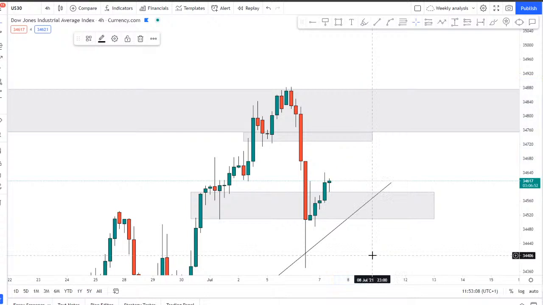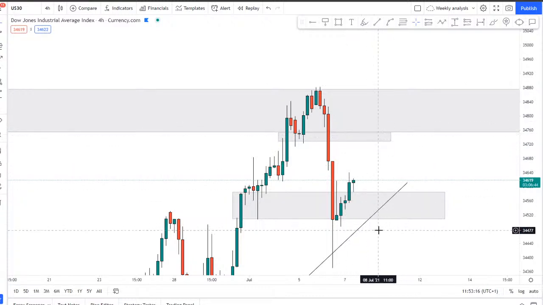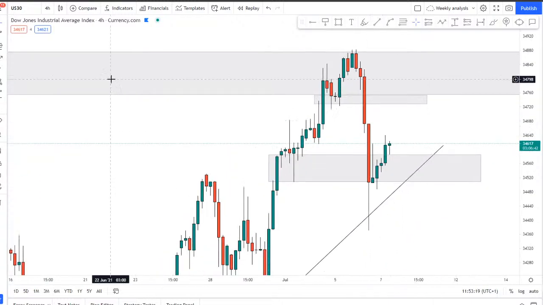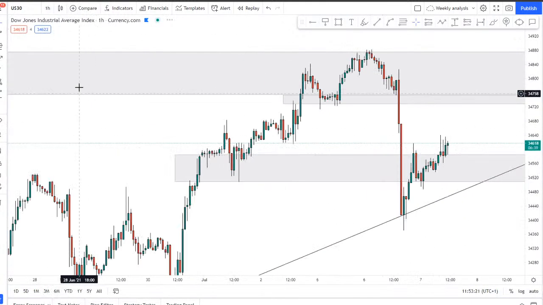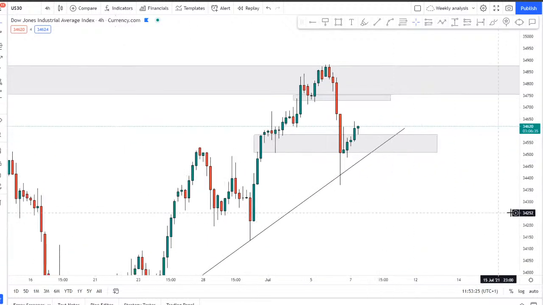So some good buys there, maybe for the New York session up into that level there, and then potentially further if we can get a break. But if it doesn't, we might see price come back into that trend line. So yeah, I hope that analysis helped with US30.